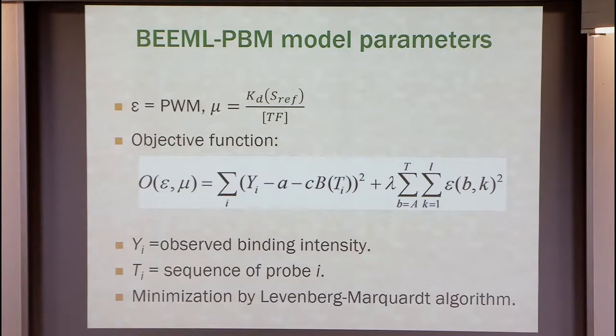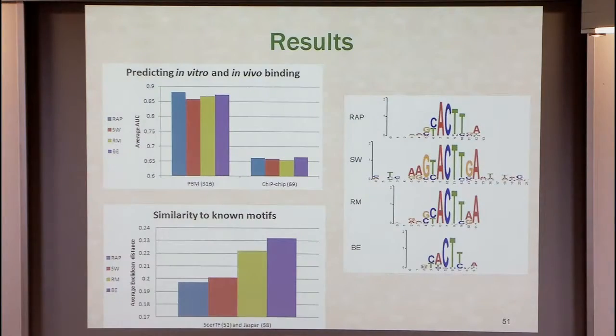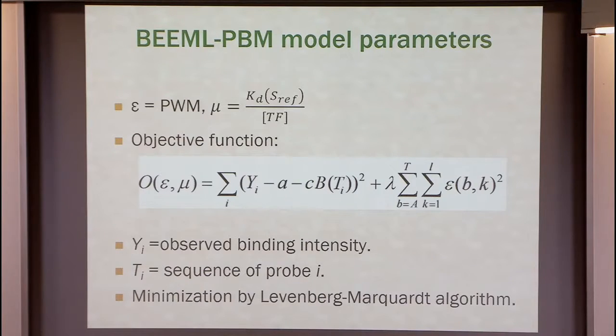And then we can apply one of the algorithms to do this minimization. And we also have a term that regularizes the PWM, not to overfit the data or to be too degenerate. So this is an additional term over the position weight matrix model. So this is BEEML-PBM. It's a quite effective algorithm, and it is considered the state of the art.